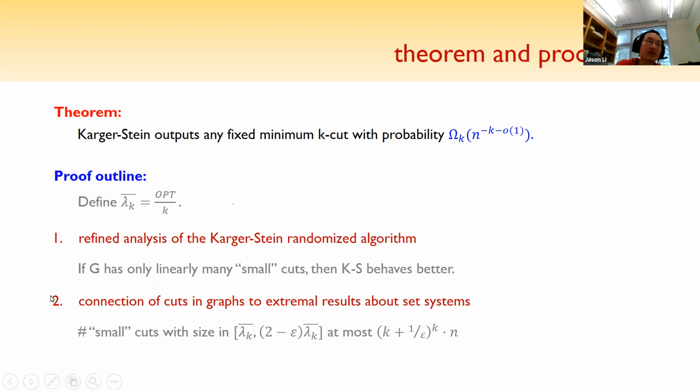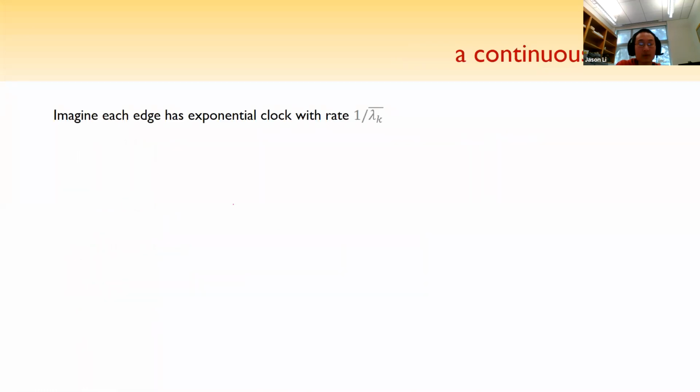And given statement 2, we now want to use it to refine our analysis of Karger-Stein. We want to show that if the graph G has only a linear number of small cuts, which statement 2 guarantees, then Karger-Stein will behave better. So let's begin with statement 1 first.